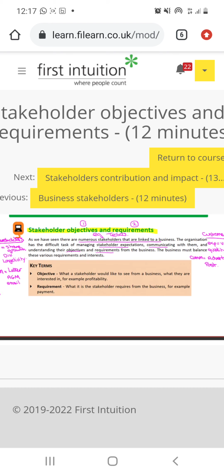The objective is what the shareholders would like to see from the business. They want to see the business being successful. They want to see profitability and growth, because in turn this will lead to their investment increasing in value. The objective of customers and what they would like to see: quality services and products, perhaps innovation and new products.